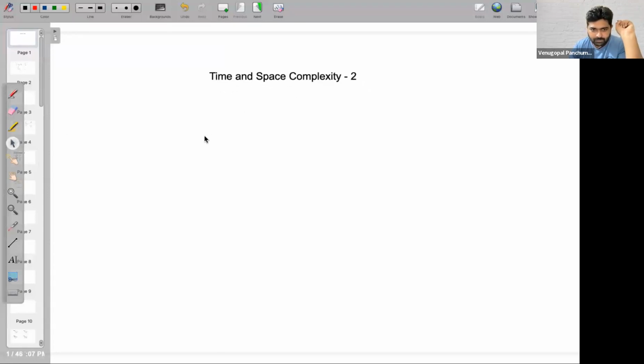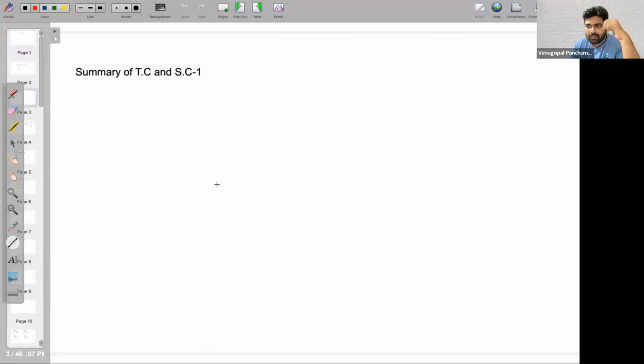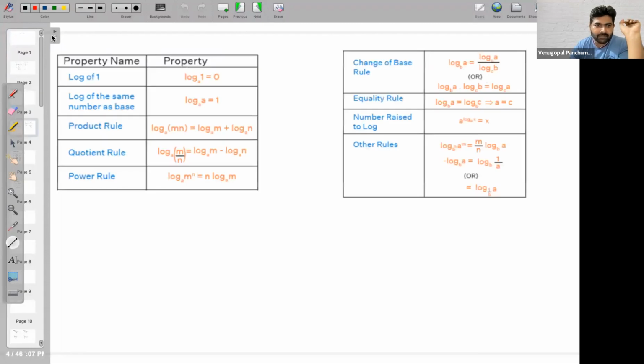Okay, now first let me quickly take the summary of the last class, that is, the first class on time and space complexity. I'll see that summary, then continue with the next class. First we saw the properties of logarithms, right? I explained this table of properties of logarithms. These are all the properties. I'm not going to explain them again, so please read it.